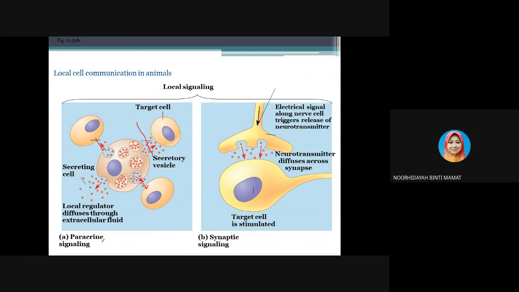And this one is the neurotransmitter, which still diffuses, but it diffuses across the synapse, or the synaptic cleft. The electrical signal along the nerve cell triggers the release of the neurotransmitter. This is the presynaptic cell and this is the postsynaptic cell. So the neurotransmitter is released from the presynaptic cell and diffuses across the synaptic cleft to the postsynaptic cell. This is what we call local signaling.